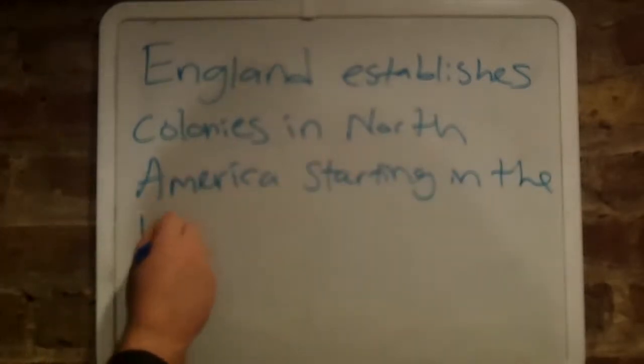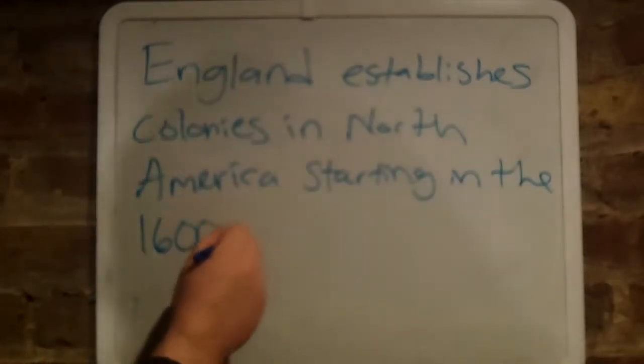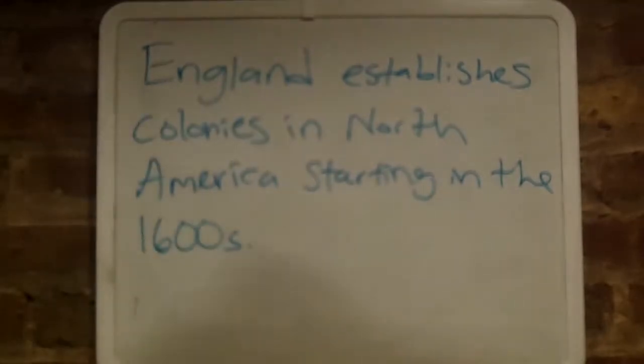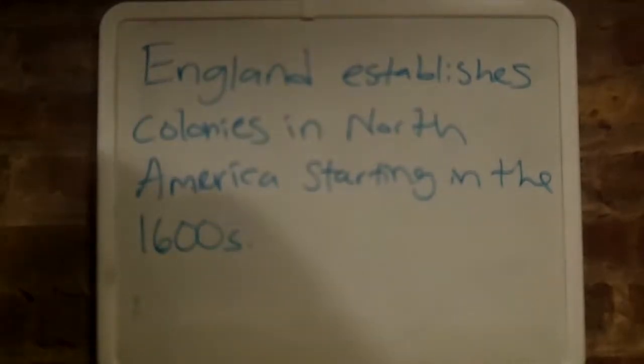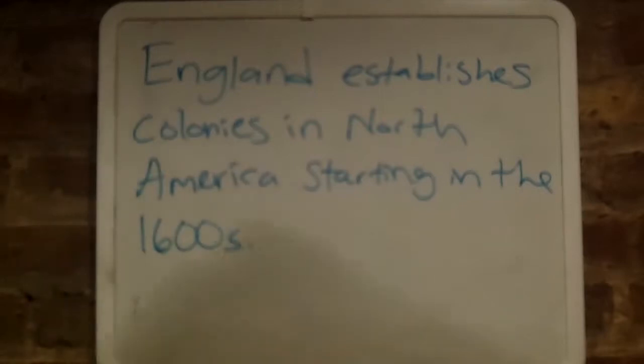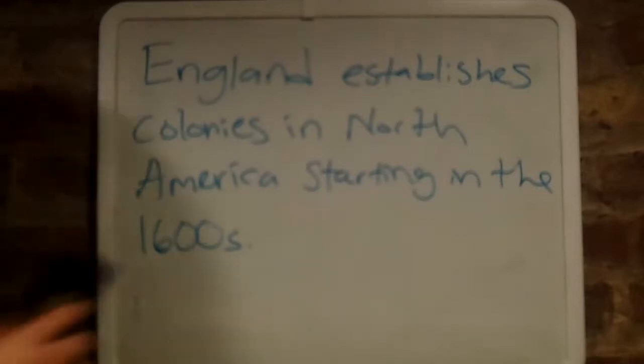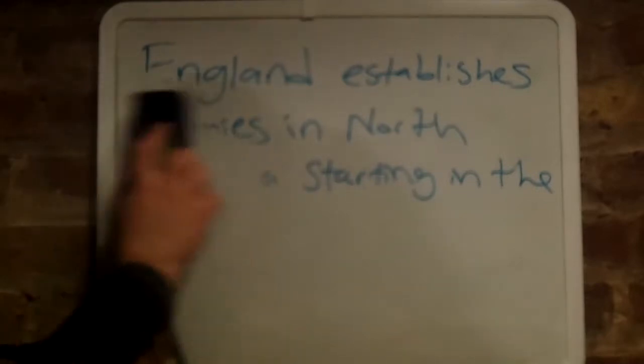Now in school, or when I was in school, they would talk about Jamestown and Plymouth and go into fairly detailed accounts of each of these colonies. I don't think that's really necessary. Just to put it in a nutshell, England starts establishing colonies in North America in the 1600s. That's the gist of it. And everything's hunky-dory, more or less, for a century or so.